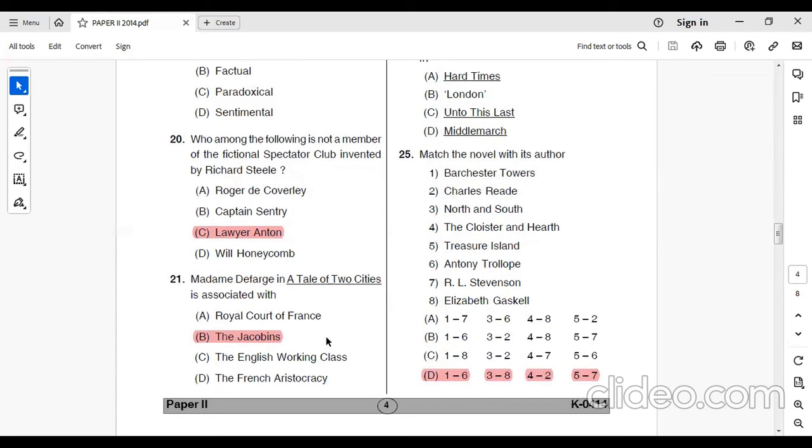Question number 21, Madame Defarge in A Tale of Two Cities is associated with whom? Madame Defarge is associated with the Jacobins. So Madame Therese Defarge is a fictional character and the main antagonist of the 1859 novel A Tale of Two Cities by Charles Dickens, and she is associated with the Jacobins.